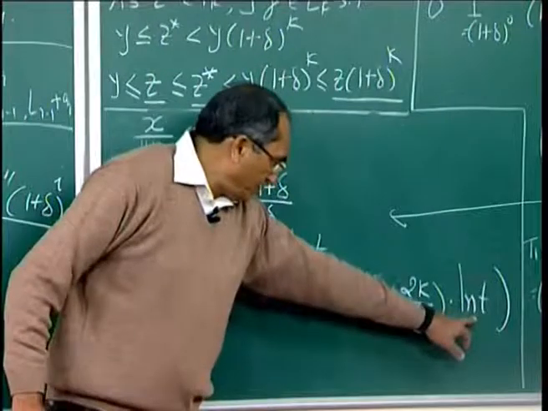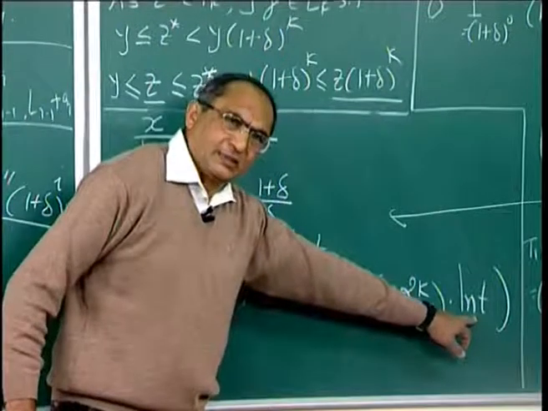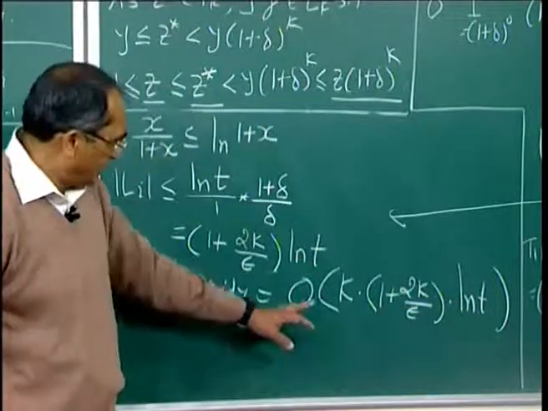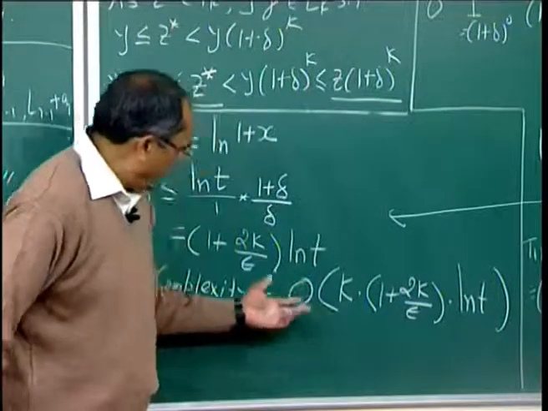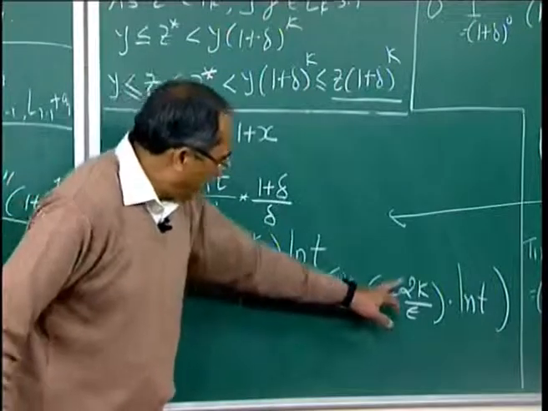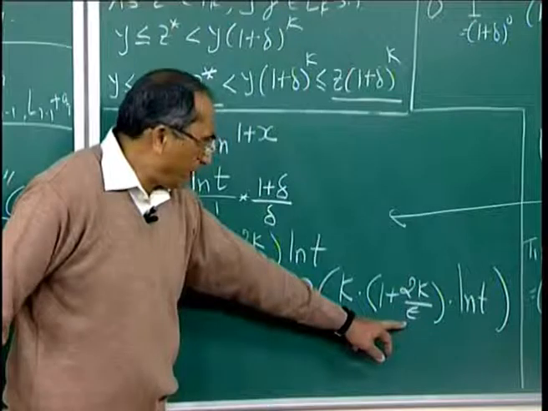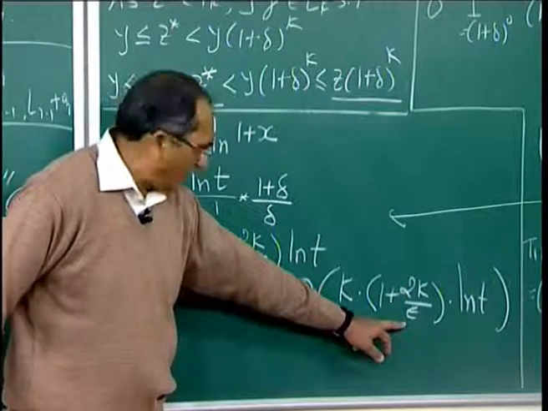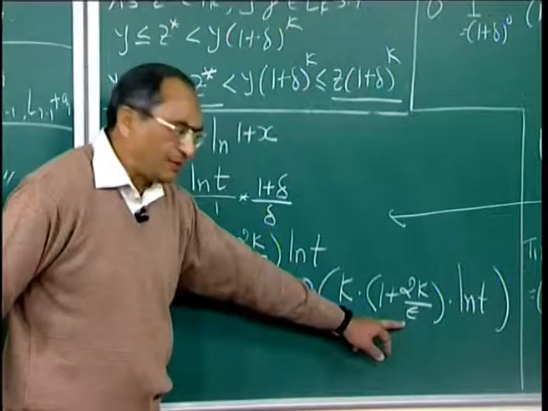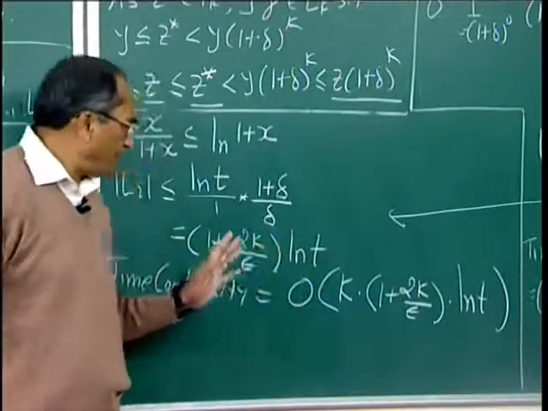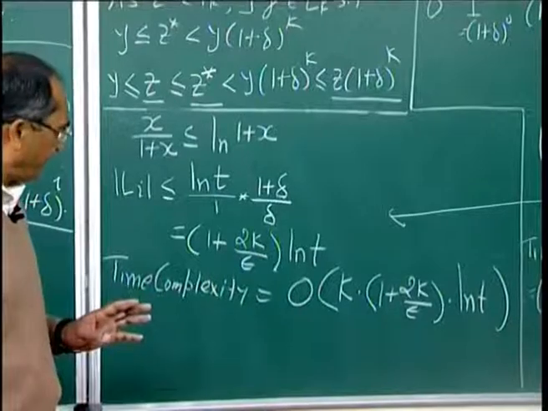Log base 2 of t is the size of the largest integer. All other integers are of course less than or equal to t. The other parameter here is 1 over epsilon. Notice that 1 over epsilon is occurring by itself, not as an exponent of some number. Hence, this is a fully polynomial time approximation scheme, FPTAS.